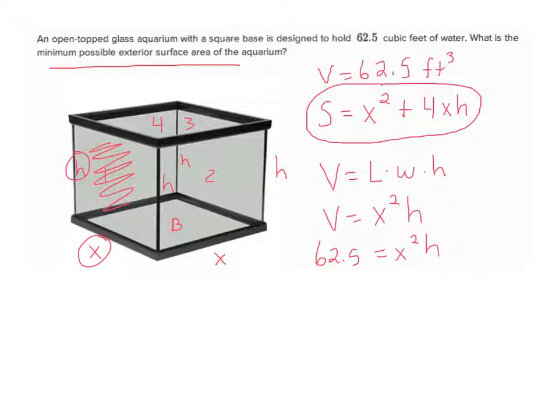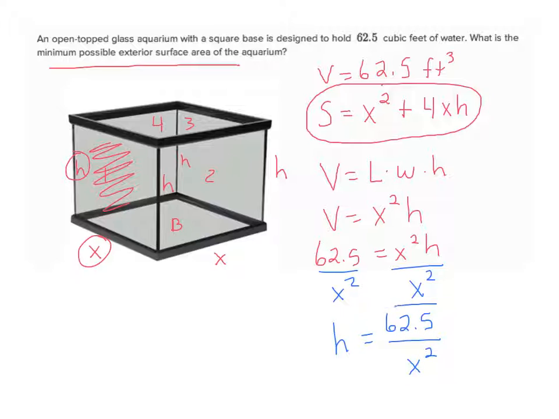And then what I'm going to do is take this equation and solve it for H, right? And once I have it solved for H, I'm going to plug what that equals in for H in the surface area equation, which will benefit us because then the surface area equation will be all in terms of X instead of two variables, X and H. So if I were to solve the volume formula right here for H, what would I do to get H by itself? Divide by X squared. Good. Divide X squared on both sides. And so I have H equals 62.5 divided by X squared.